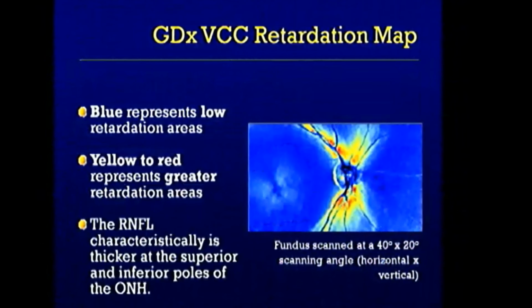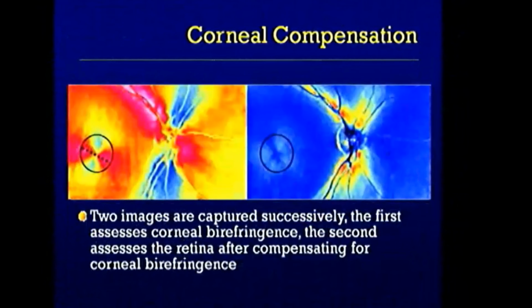And as we'd expect, the nerve fiber layer is thicker at the poles compared to elsewhere. So what you were required to do when you took an image is take an image of the macula first of all. The image of the macula, the machine used that to estimate corneal birefringence. And then you take an image of the nerve fiber layer, and from that it subtracts the corneal birefringence from the first macular scan to give you the residual nerve fiber layer thickness.